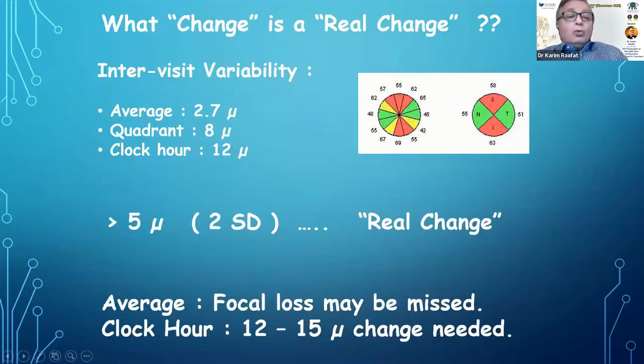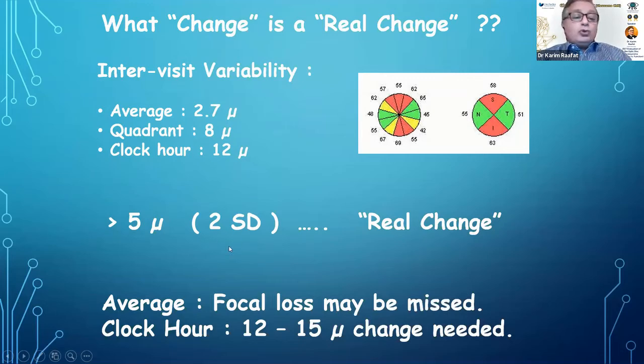But with the OCT, what change is a real change? Will we find a 1 micron difference? Is it a real change? Actually, we don't consider these minor changes because there's machine intervisit variability. The literature gives us a clue for this. The average thickness of the nerve fiber layer has a variability of about 2.7 microns. The quadrant has about 8 microns intervisit variability. The clock hour has 12 microns. So as we go more and more narrow, we get a higher number.